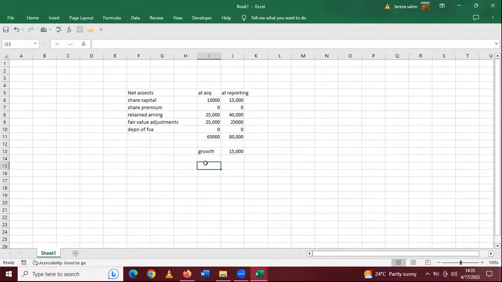Okay. And so for the parent, it's going to be parent equals 0.8 times 15,000. And then for the NCI, I'll not even take 20%. I'll say equals that 15,000 minus the 12,000, because you know the two must add up to 15,000, isn't it?